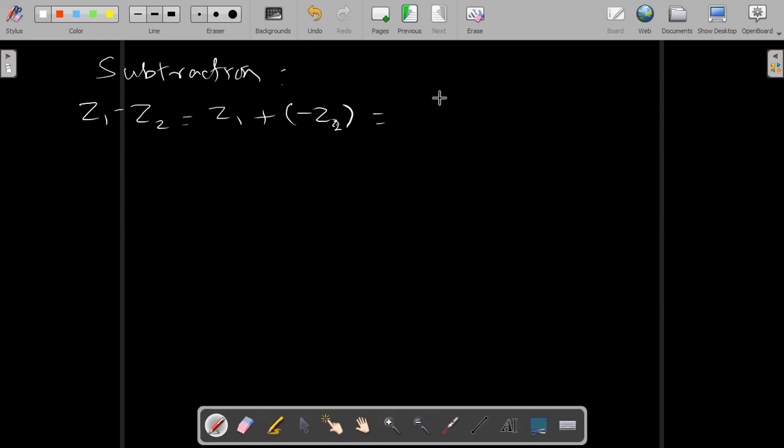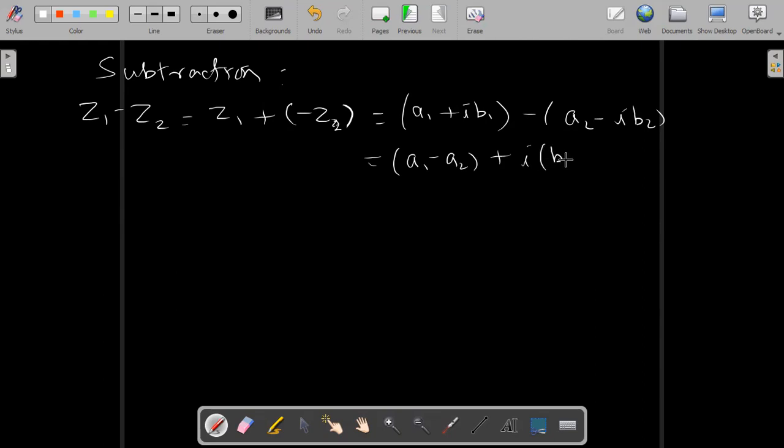So you can write the values. Suppose this is A1 plus iota B1, minus, you can write directly A2 minus iota B2. So the real part will be subtracted separately and the imaginary part will be subtracted separately. That's all.